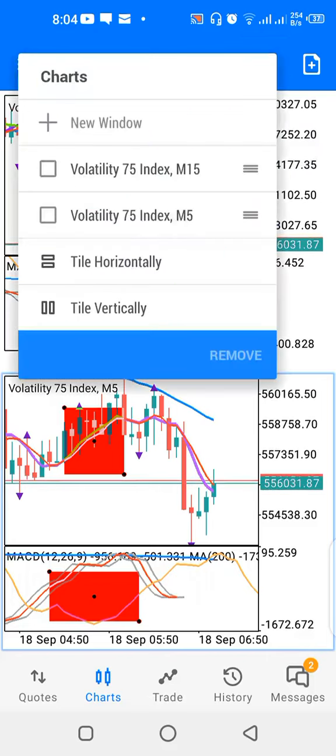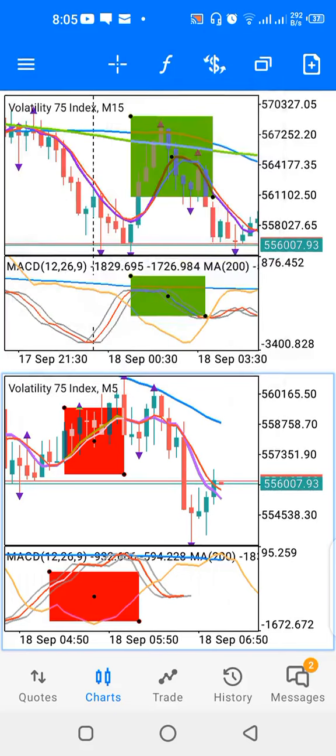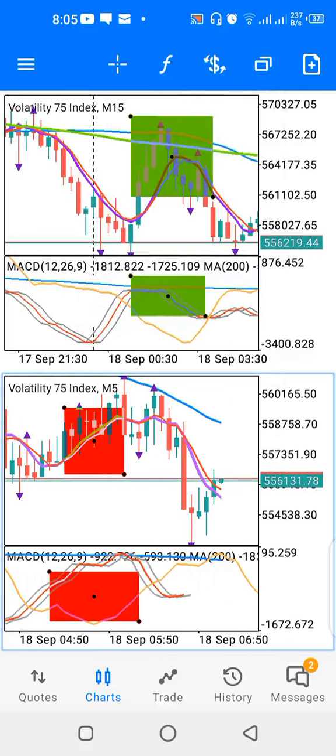where you have 15 minutes time frame or 5 minutes time frame. You can use this strategy on any time frame. You can combine 1 minute time frame with 5 minutes time frame.